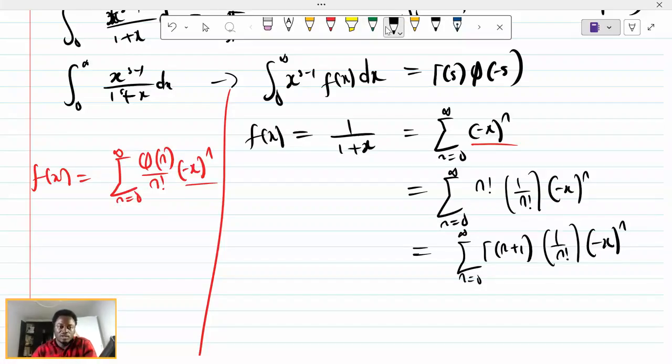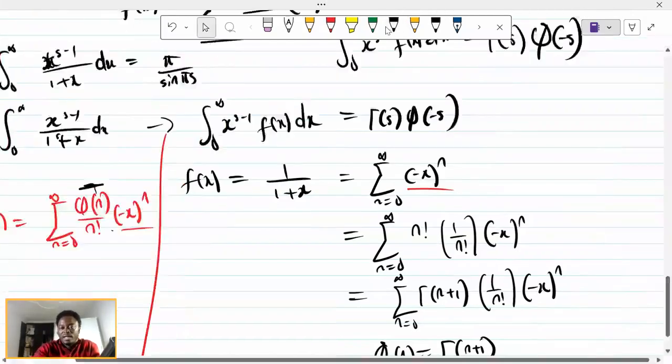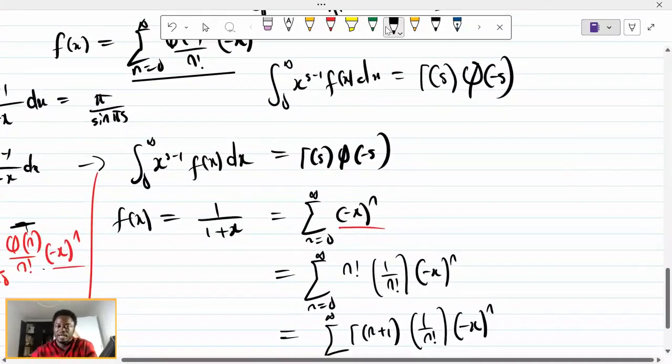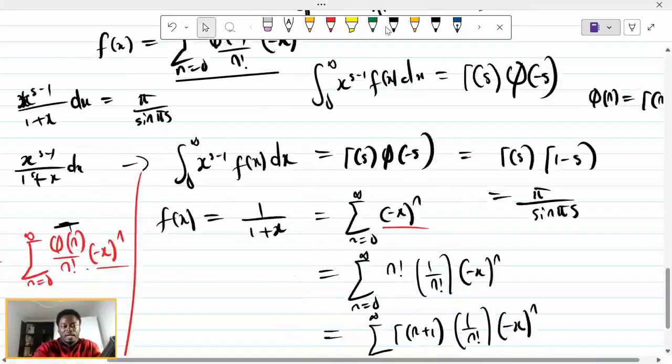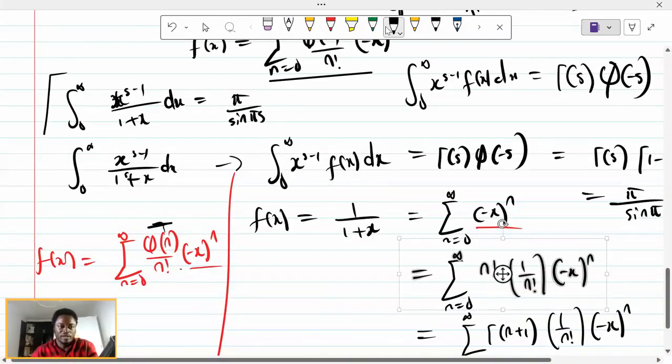Now, having had this result, let's compare it. You can see that phi of n here is going to be gamma of n plus 1. And that is all. We don't need anything here again. So we can go back to our problem and say, okay, this right here is equal to gamma of s, then phi of n is gamma of n plus 1. So phi of negative s is gamma of 1 minus s. This, we already know from the material of definite integrals, is equal to pi over sine pi s. So we have already established this result that we dreamed of doing with the Ramanujan master theorem. So you can see how powerful it is.